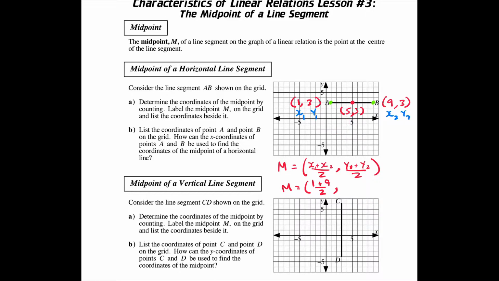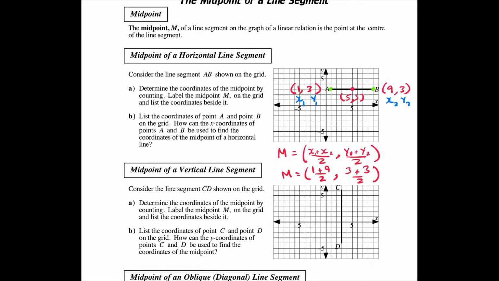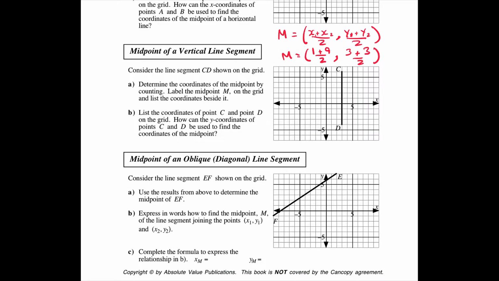So what about the y? Well, I want to make sure I've got x1 and y1 in the same ordered pairs there, and the y1 is going to be 3 plus your y2, which is 3, divided by 2, and 3 plus 3 is 6 divided by 2 is 3, and there we go. We've just used the formula to calculate the same midpoint of that horizontal line segment. So we would do the same thing for a vertical line segment. You would first label the 2 points and apply them to the formula.